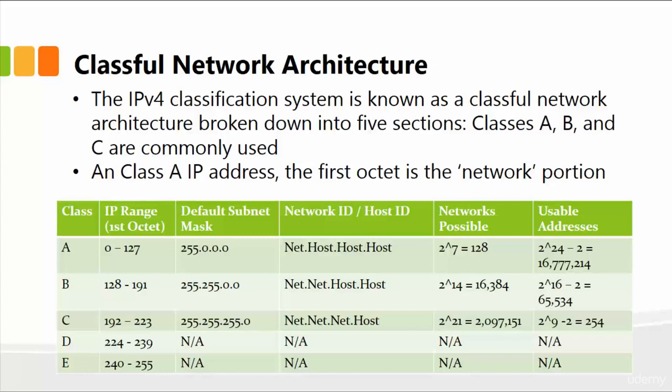But here's a nice chart that gives you the various classes, the IP range, for example, the default subnet mask to be used, the network ID versus the host ID, possible networks, and then usable addresses.